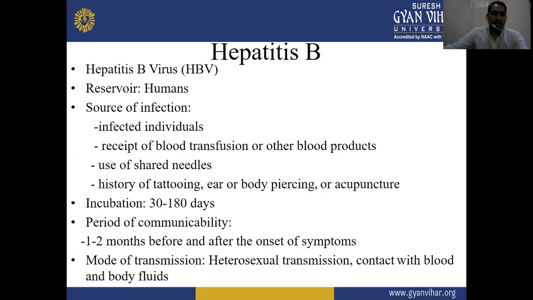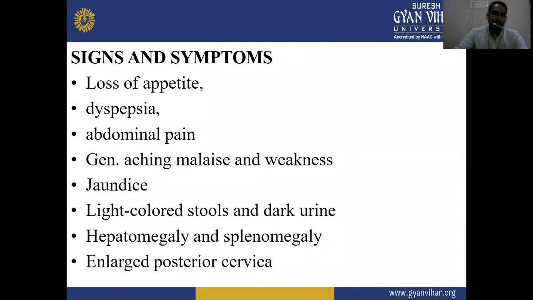The incubation period of hepatitis B is 30 to 180 days. Next one is the period of communicability: hepatitis B is communicable 1 to 2 months before and after the onset of symptoms. Next is the mode of transmission of hepatitis B: heterosexual transmission and contact with blood and body fluids.